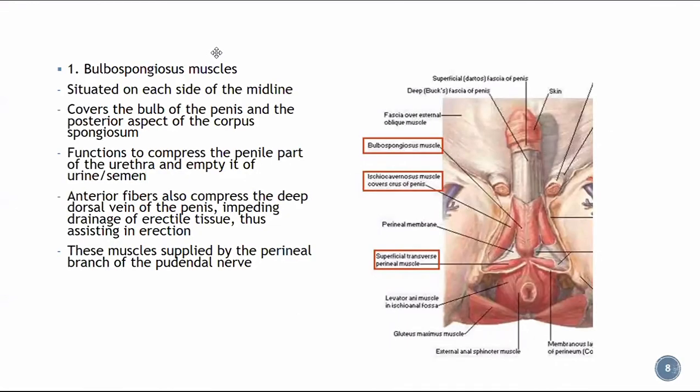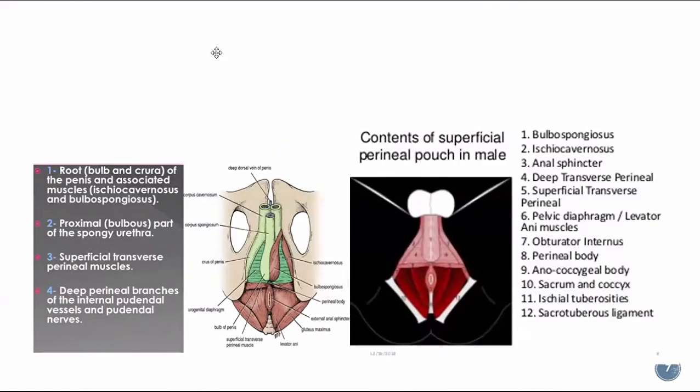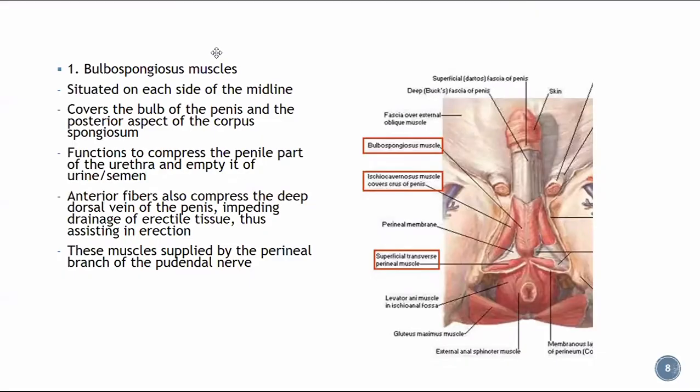Now, we will just discuss a couple of the contents of the superficial pouch, namely the muscles: the bulbospongiosus, the ischiocavernosus, and the superficial transverse perineal muscles. The bulbospongiosus muscles, as you can see in the picture, are situated on each side of the midline. This is your midline. The bulbospongiosus muscle covers the bulb of the penis and the posterior aspect of the corpus spongiosum.